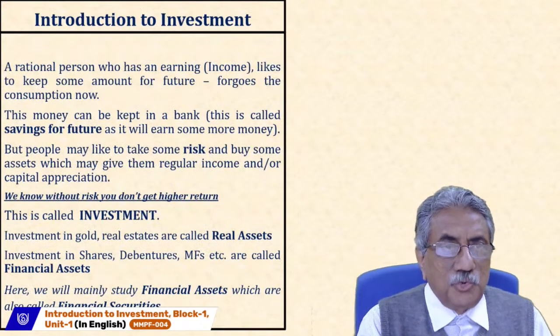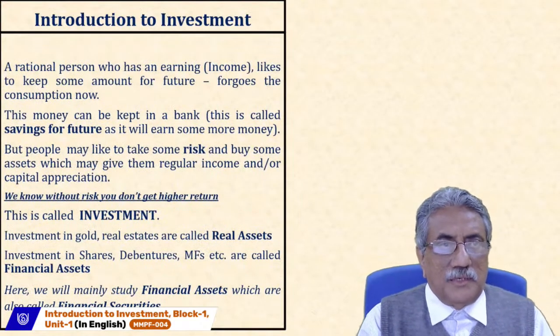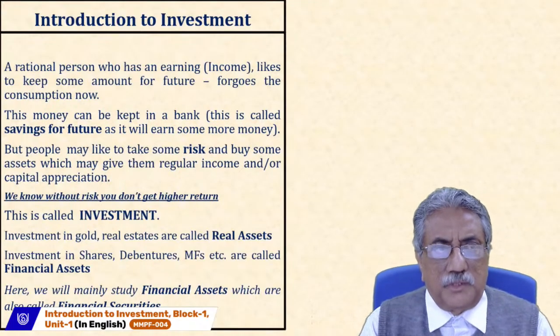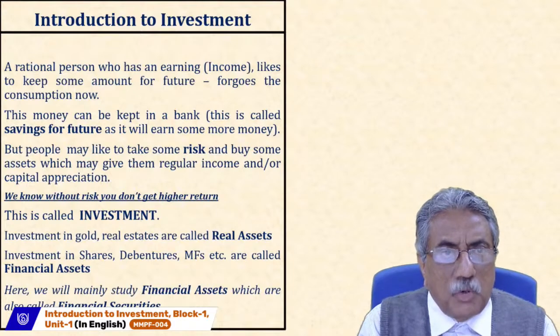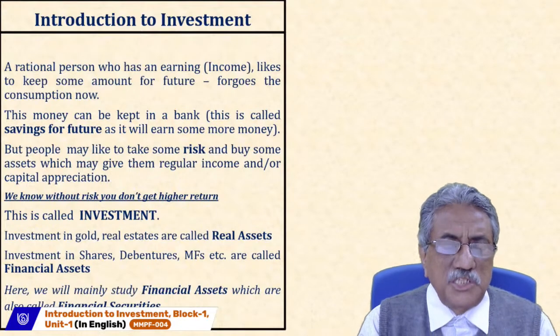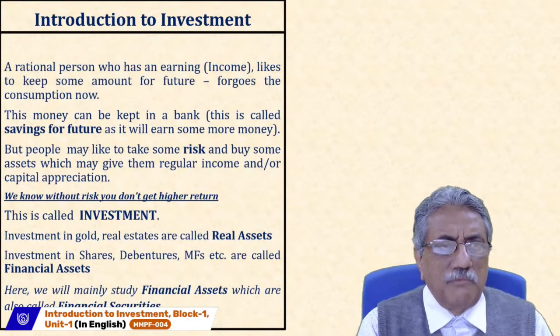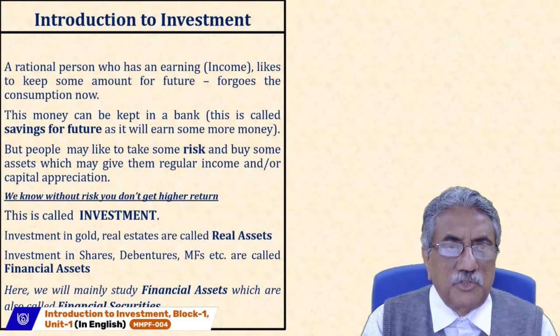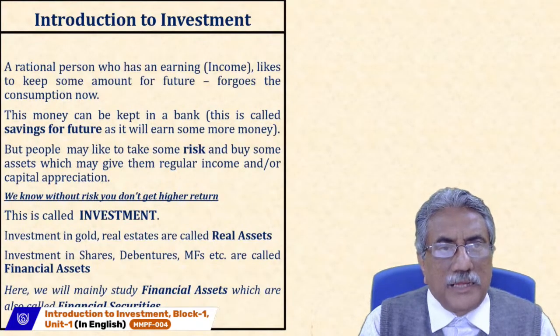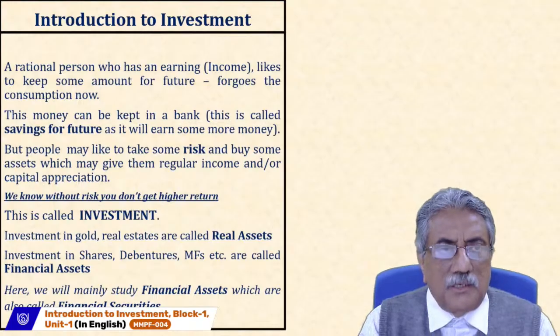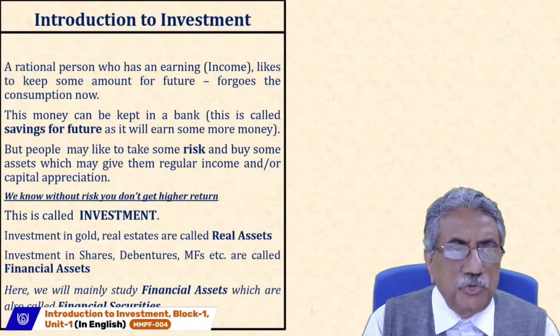Now let me introduce you to investment. A rational person who has an earning or wealth likes to keep some amount for the future. What does it mean? He forgoes consumption now. If I earn 50,000 rupees salary, I can spend the whole money, or I can keep 10,000 aside so that in future, if I need the money, I can use it.